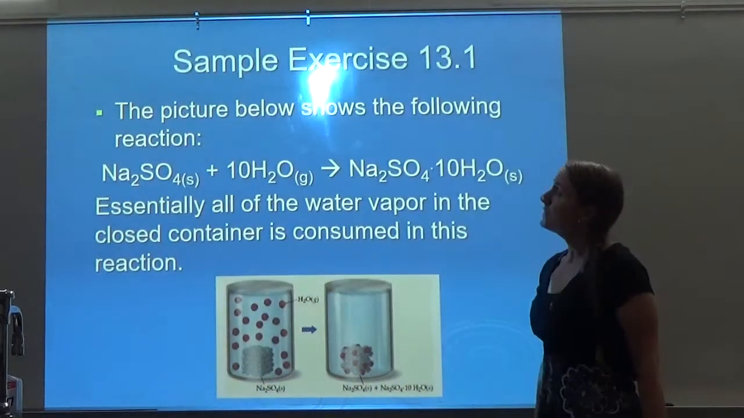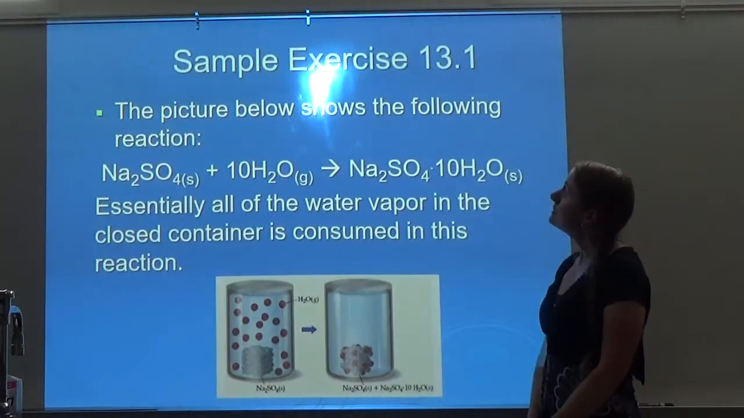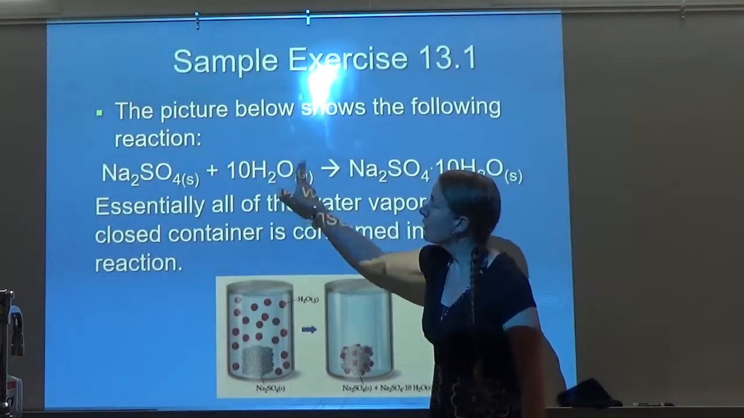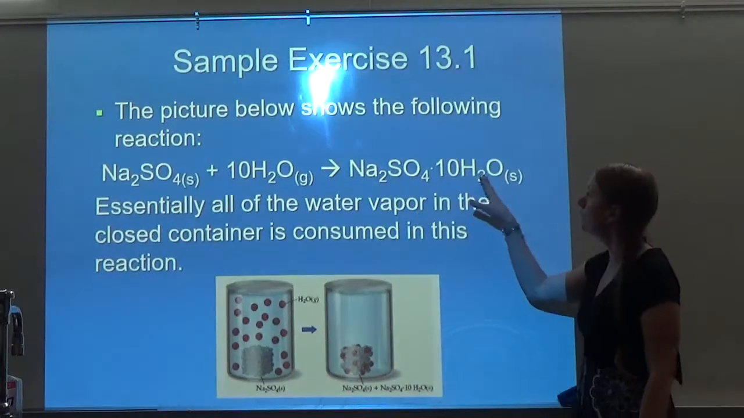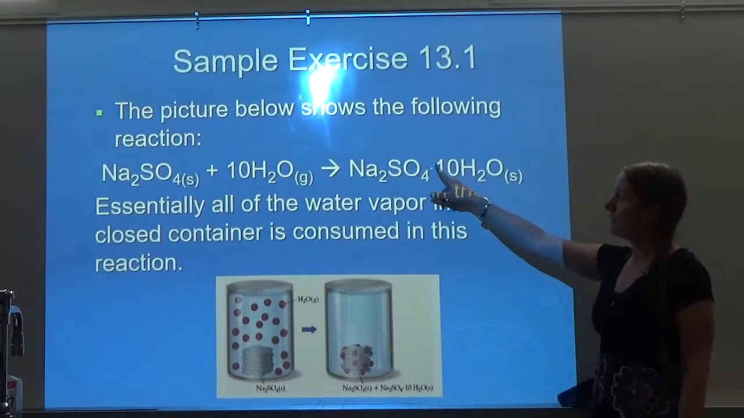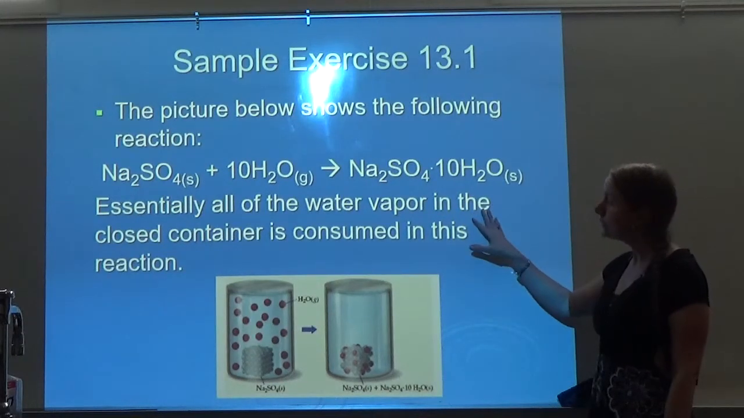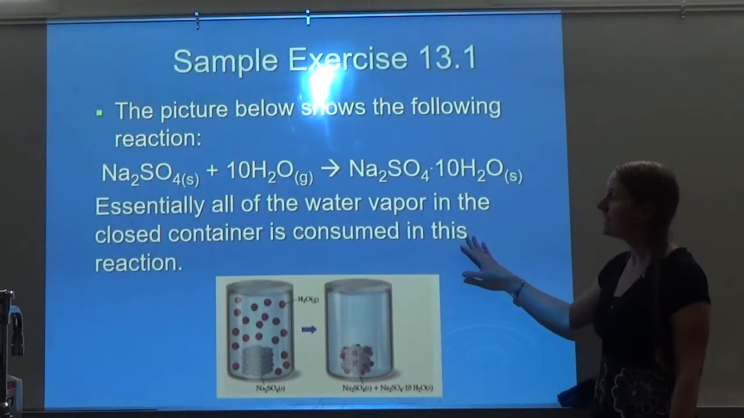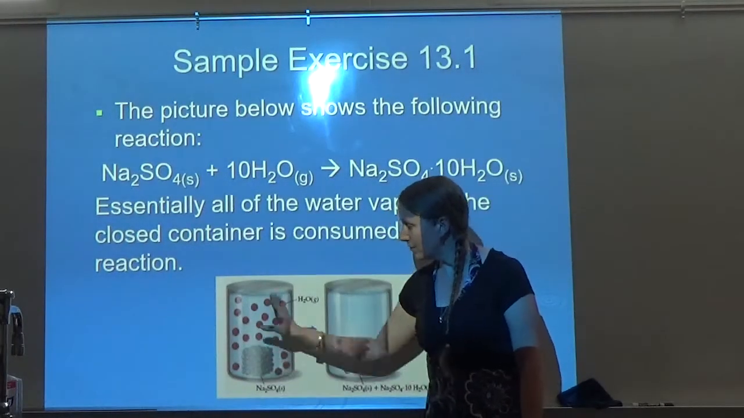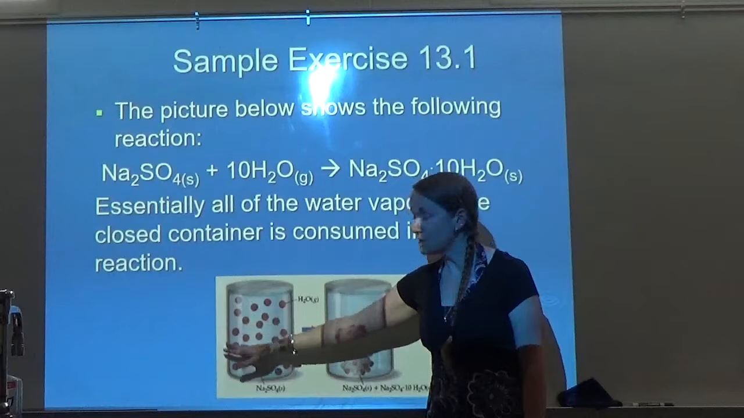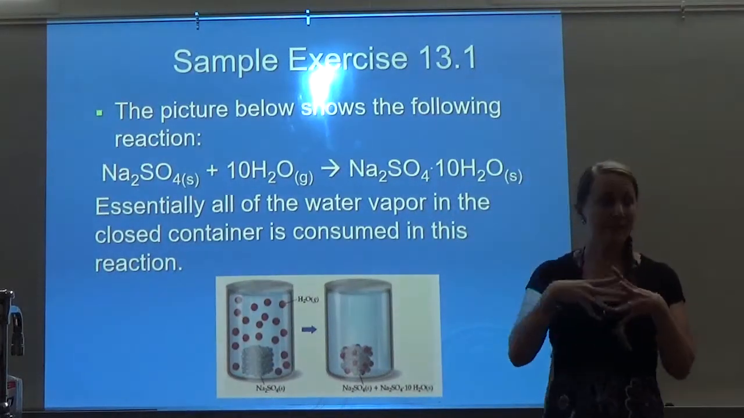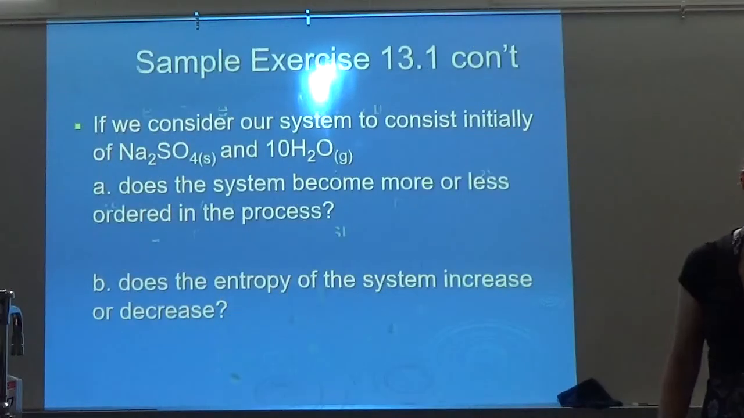So, first sample exercise. It says the picture below shows the following reaction. So we have a solid, and we have gaseous water or water vapor, and it's forming this solid. It says it's a hydrate. That's why we have the water attached to it. It says essentially all of the water vapor in the closed container is consumed in this reaction. So we can see here we have a solid and we have some gas particles around. The gas happens to be water vapor. And then once it's allowed to react, it all comes together as one solid.